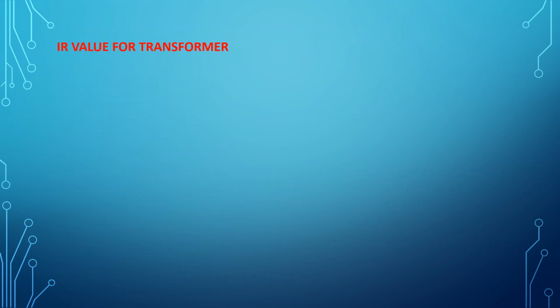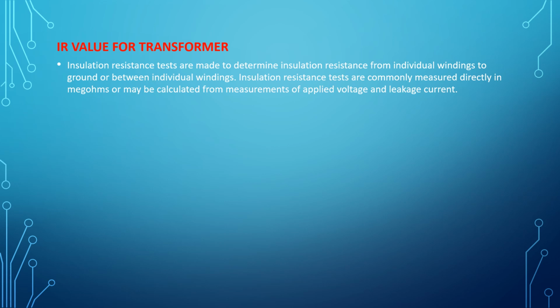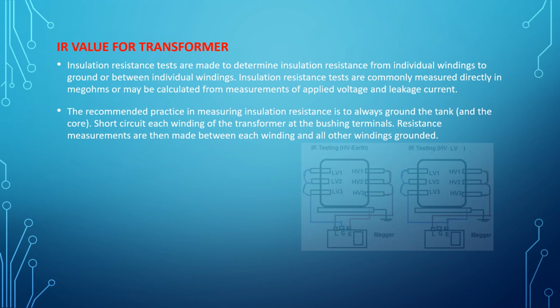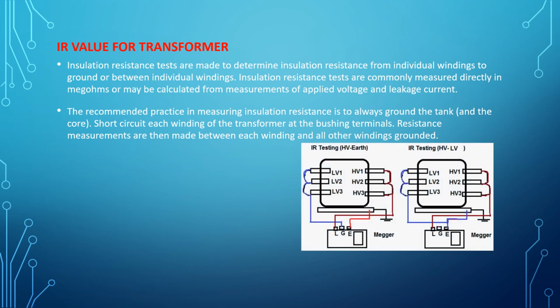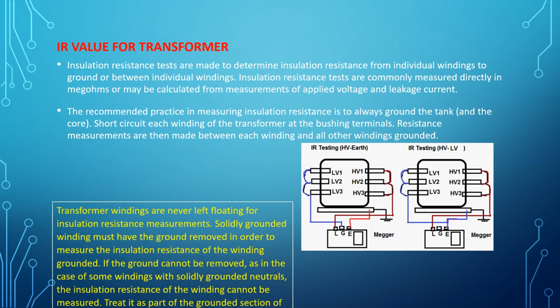Then the IR value for a transformer. So another piece of information: insulation resistance tests are made to determine insulation resistance from individual winding to ground and between individual windings. Insulation resistance test is commonly measured directly in megaohms or may be calculated from measurements of applied voltage and leakage current. As you can see here, we have the information on how to do the IR testing. So it's B to earth and B to LB from the meter, how you connect. That's all the information.